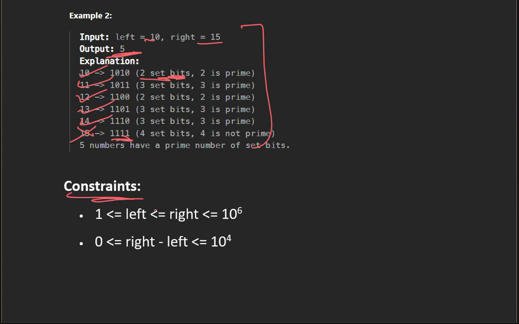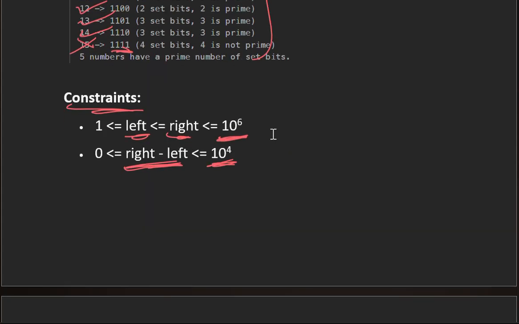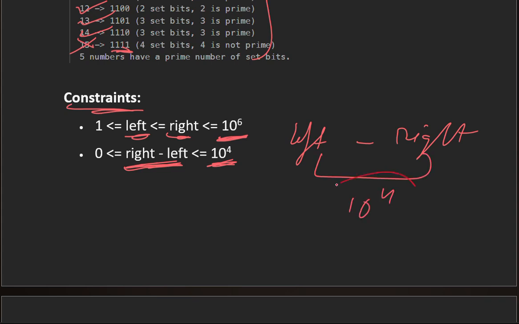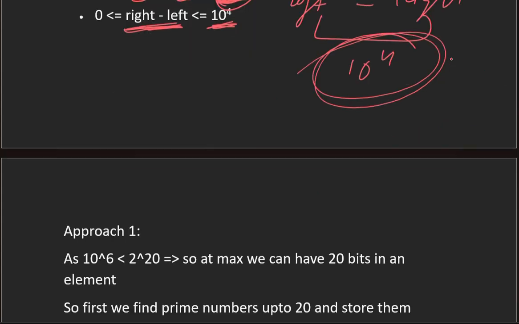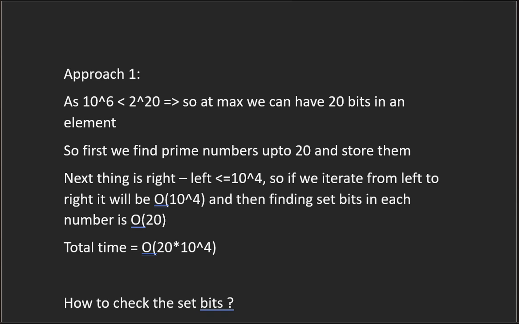If you look at the constraints, our left and right can be up to 10^6, and right minus left is up to 10^4. These constraints are useful in formulating the approach, because we have to check from left to right. The number of elements is only 10^4, and at max right is 10^6, and 10^6 can be represented in less than 20 bits. So we'll be formulating our approach from these constraints only.